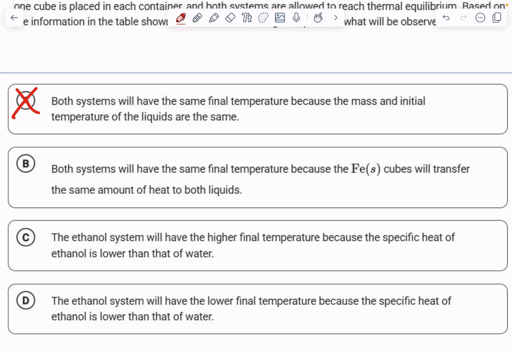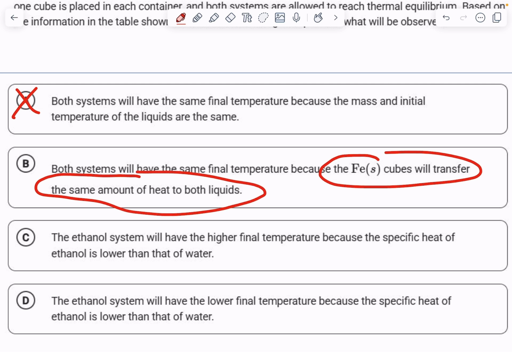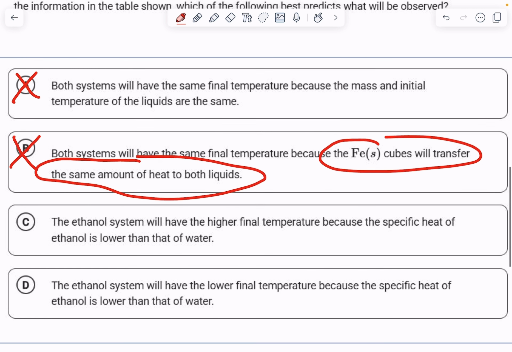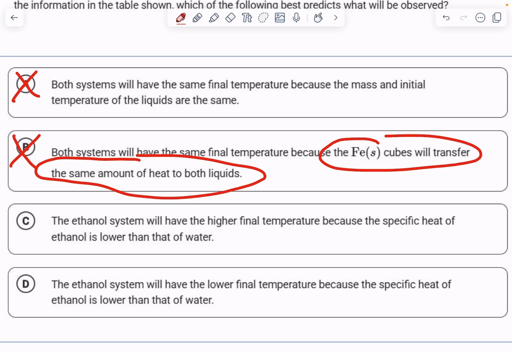B, both systems will have the same final temperature because the iron cubes will transfer the same amount of heat to both liquids. This part is true. The iron cubes will transfer the same amount of heat, but that does not mean they will have the same final temperatures. They will have different temperatures because of the different heat capacities. C, the ethanol system will have the higher final temperature because the specific heat capacity of ethanol is lower than that of water. That is true. That is what we were looking for. That is a true statement, and it is a true reasoning.